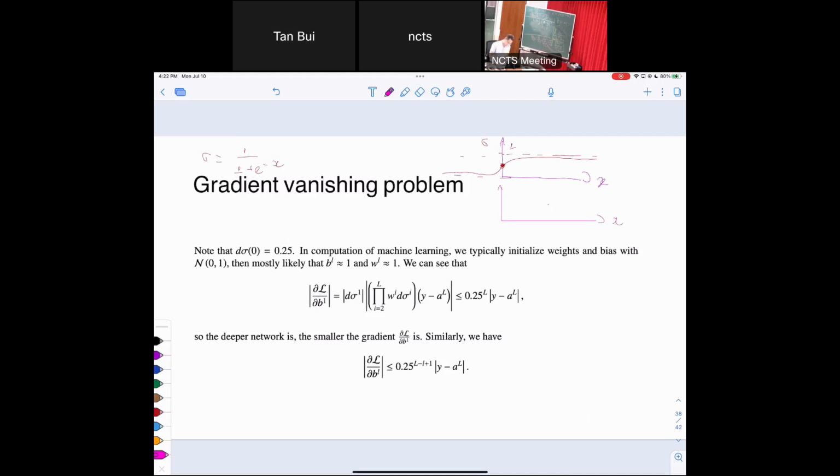So the derivative looks like this. This is sigma prime, which is sigma times 1 minus sigma. Okay, so the largest value here is 0.25.